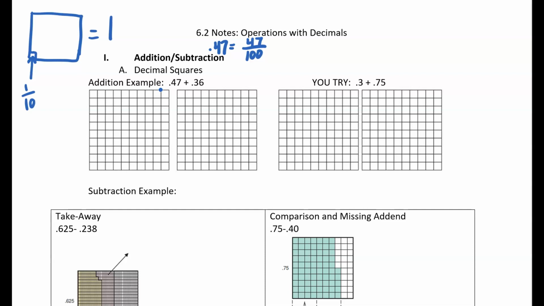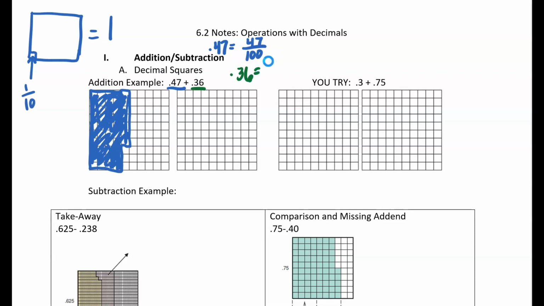So you're going to color in 47 squares. Each column is 10. So 10, 20, 30, 40. So I know that I want this, so that's 40, and then you're going to do an additional 7. So 1, 2, 3, 4, 5, 6, 7, and it should look like that. So that's our 0.47. We'll do that in blue, and then I'm going to use a different color for 0.36.